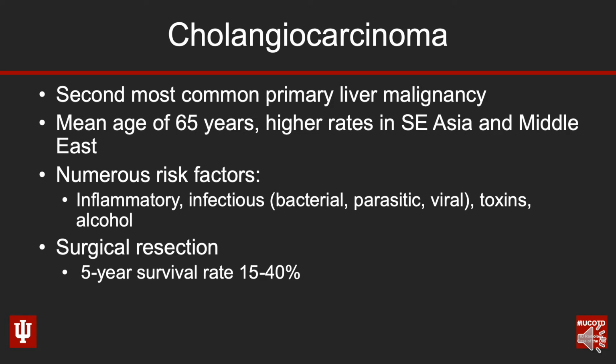There are a number of risk factors, such as inflammatory causes including primary sclerosing cholangitis, bacterial, parasitic, or viral infections, or toxins, or alcohol. Ultimately, chronic biliary inflammation results in a higher risk of cholangiocarcinoma development. The only real chance of cure is surgical resection, which unfortunately nevertheless has a 5-year survival rate of around 15 to 40% due to tumor recurrence.